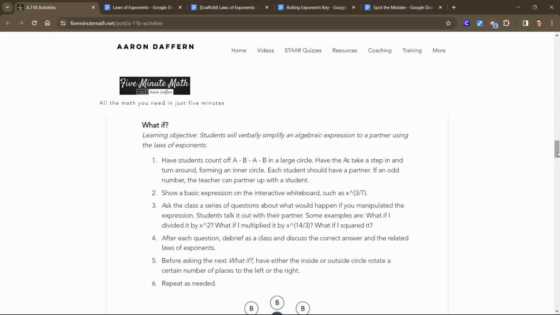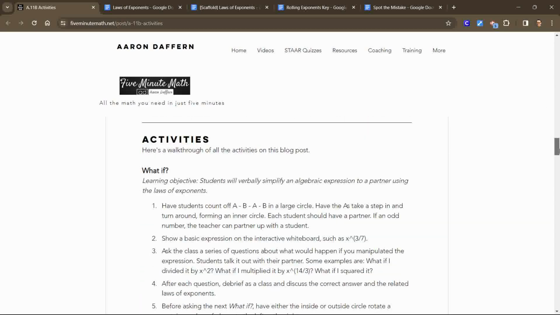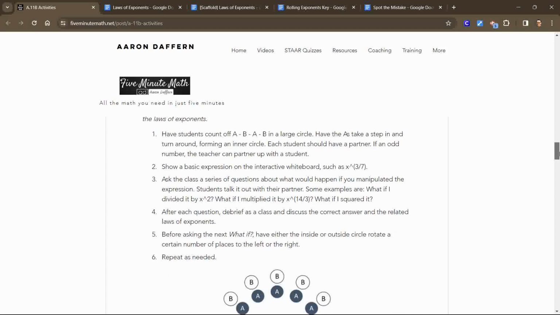Then you're going to simply display a basic expression like x to the 3/7 power, and you see how that's coming from this right here. You're going to start with just the basic expression, x to the 3/7 power. Then you're going to ask a series of questions. What if I divided it by x over 2, or x to the second power? What if I multiplied it by x to the 14/3 power? What if I squared it? This one is obviously what they did for the actual STAAR question.